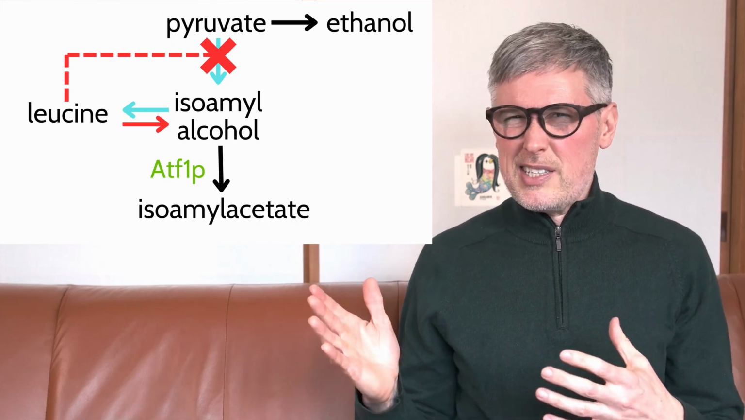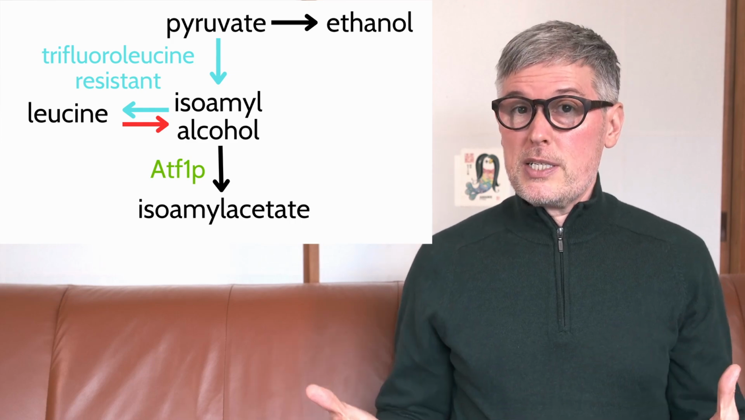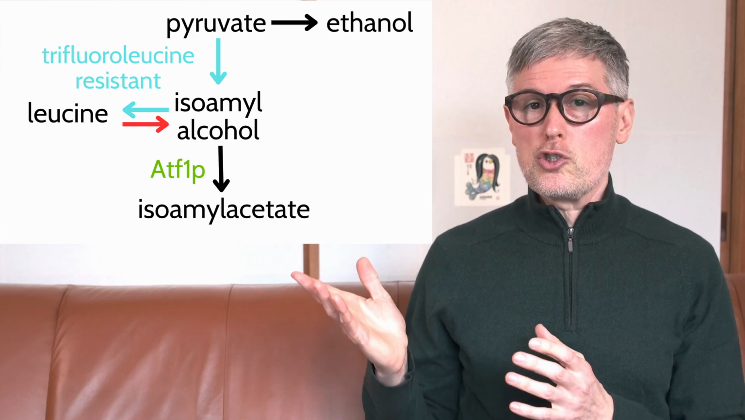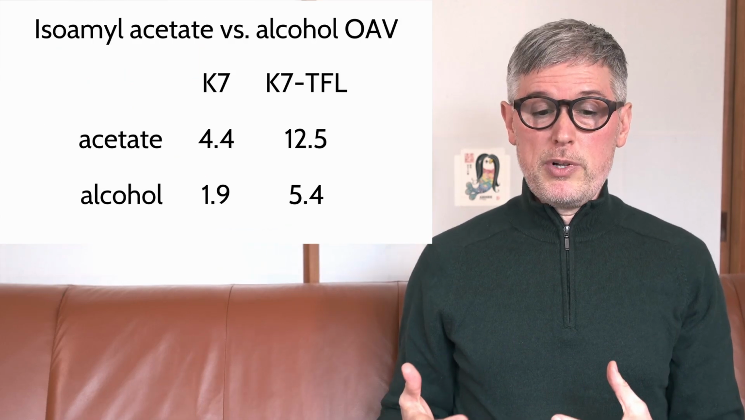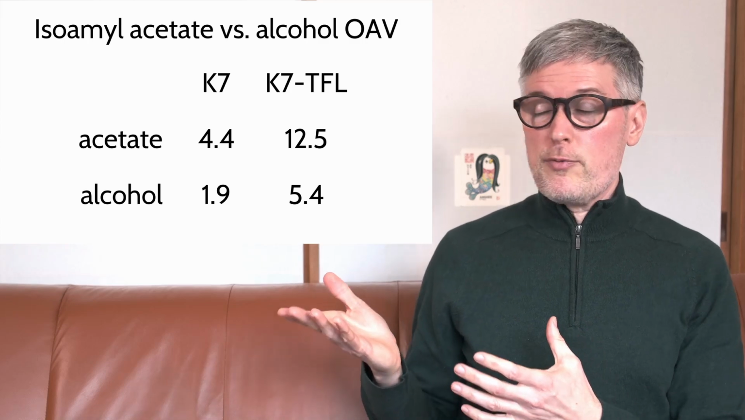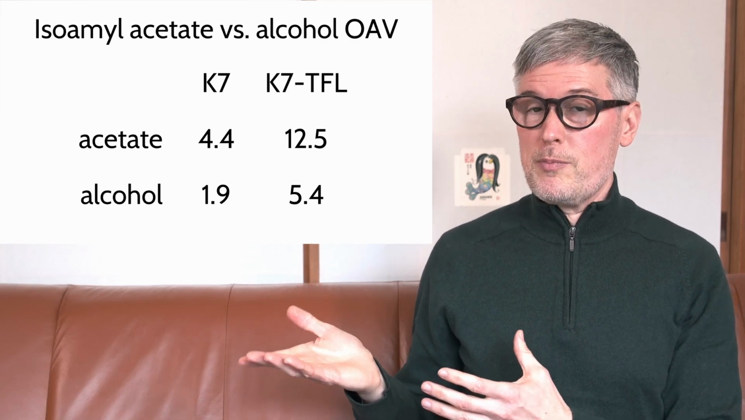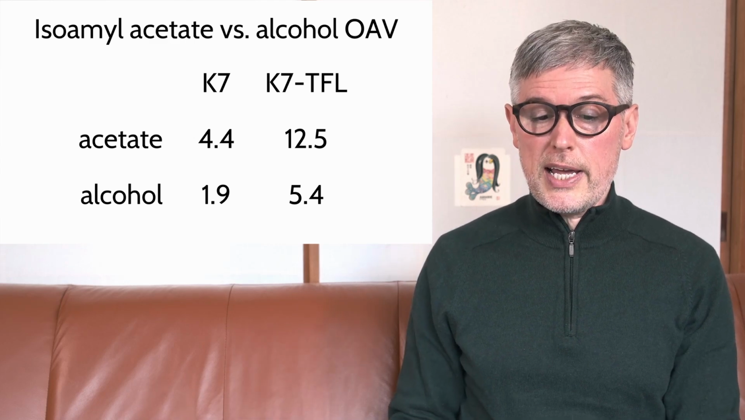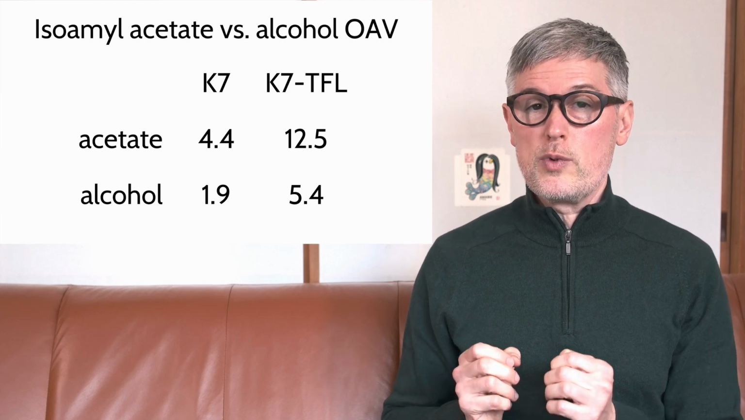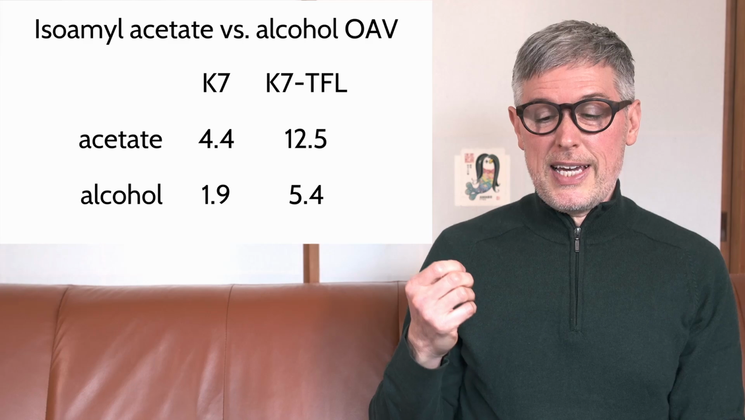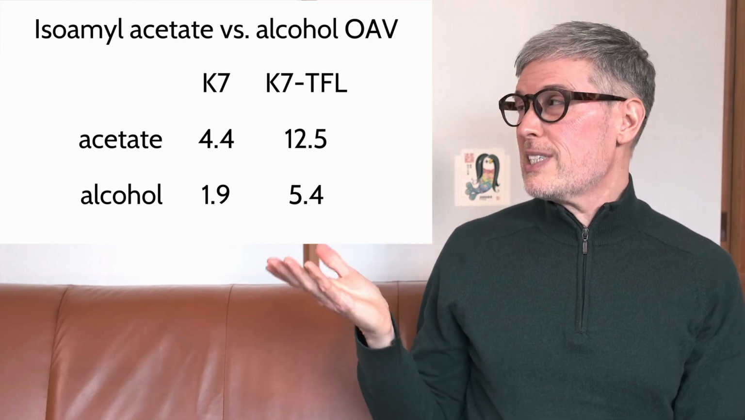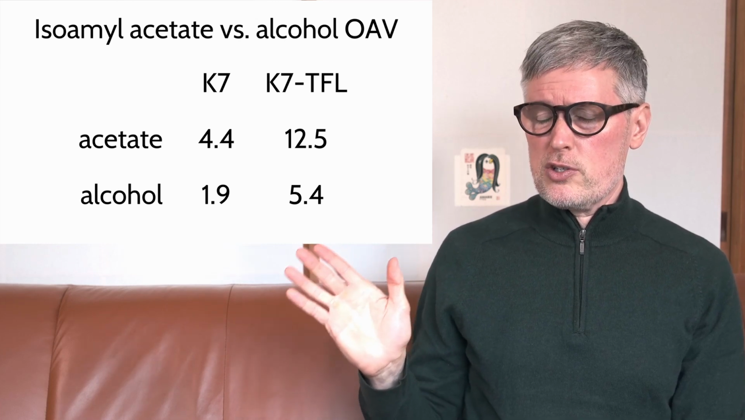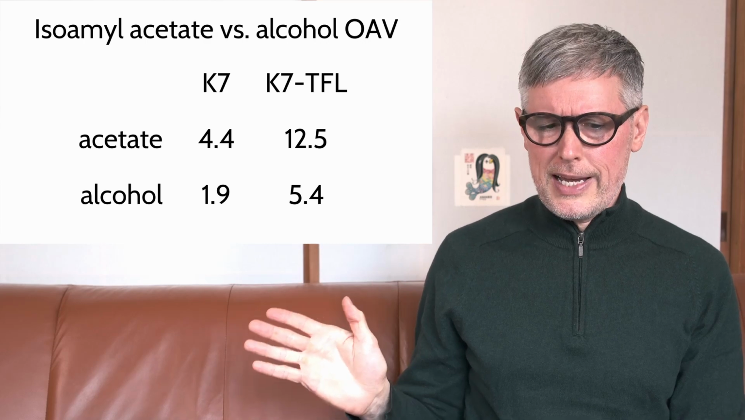But can we release that brake somehow? In fact, it's been done by isolating yeast that are resistant to the toxic leucine analog trifluoroleucine. Here's an example of the effect that has. Here we have the odor activity values of isoamyl acetate and the alcohol in sake made with Kyokai number 7 yeast and one of its trifluoroleucine resistant strains. We can see the acetate and alcohol both increase in intensity, but if you do the math, you'll see that the ratio of ester to alcohol remains almost exactly the same.